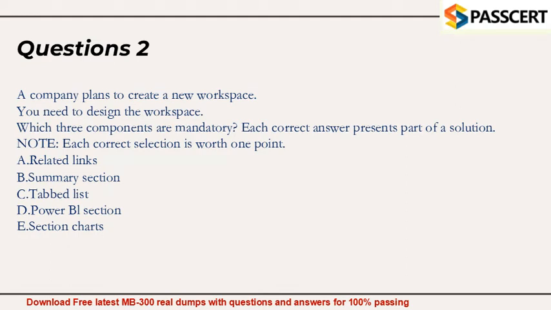Question 2. A company plans to create a new workspace. You need to design the workspace. Which 3 components are mandatory? Each correct answer presents part of a solution. Note: each correct selection is worth 1 point. A. Related links. B. Summary section. C. Tabbed list. D. Power BI section. E. Section charts. Answer: A, B, C.